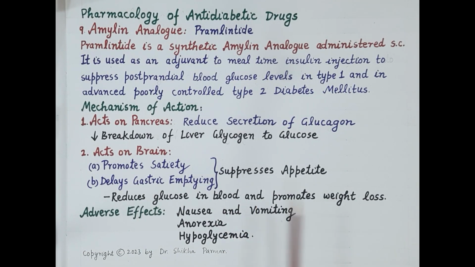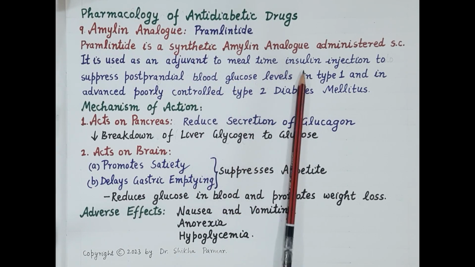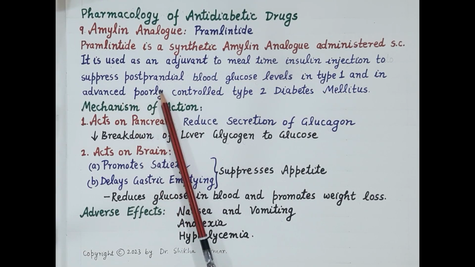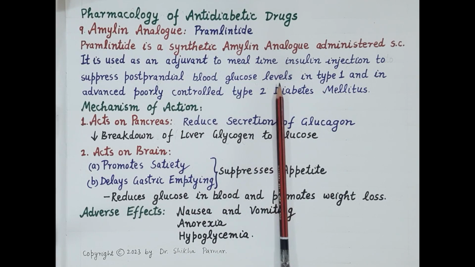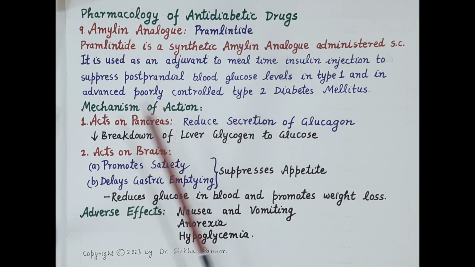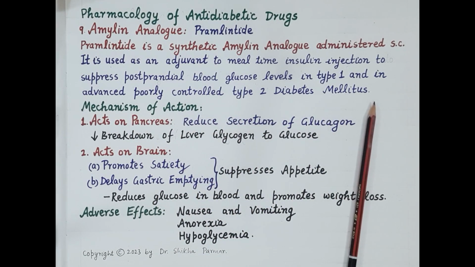Now, indication: pramlintide is used as an adjuvant, or as an additional drug, with mealtime insulin injection to suppress the postprandial, that is after meals, rise in blood glucose levels in type 1 and also in advanced, poorly controlled type 2 diabetes mellitus.